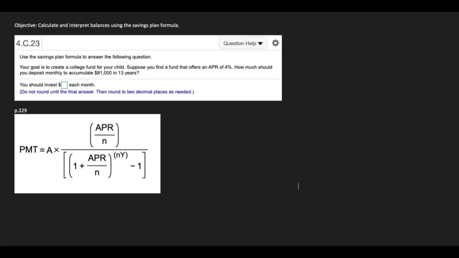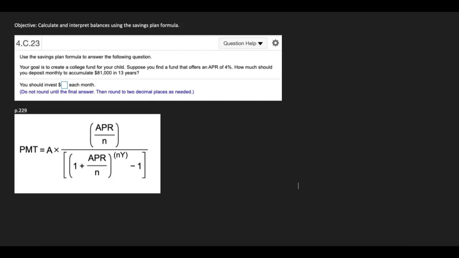Take a minute to read this problem to acquaint yourself with its given information and what it's asking. Here we are going to find the amount of a monthly deposit needed in order to accumulate enough savings.